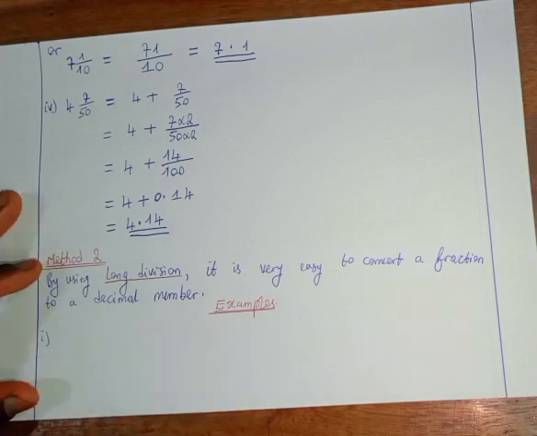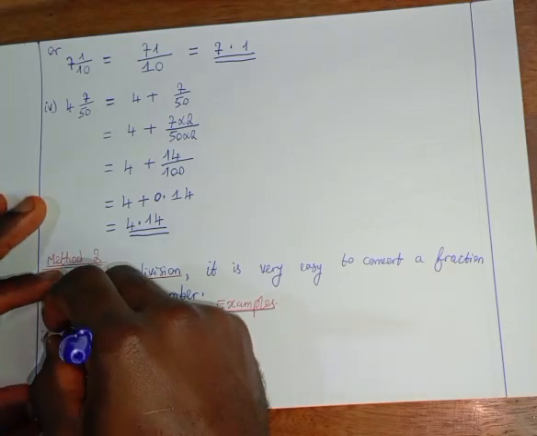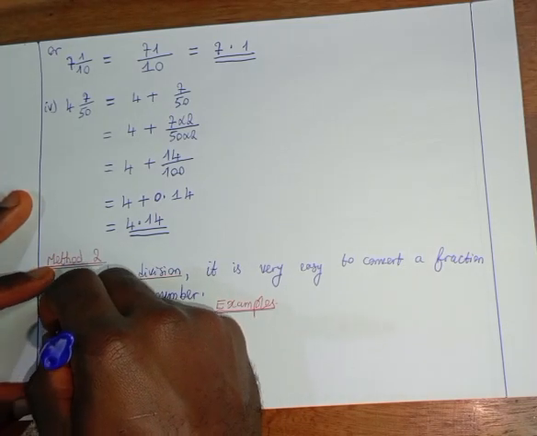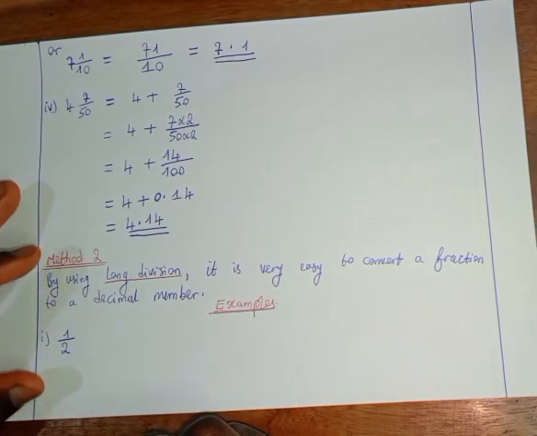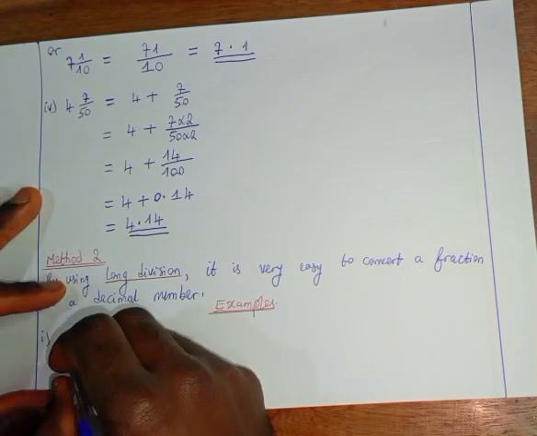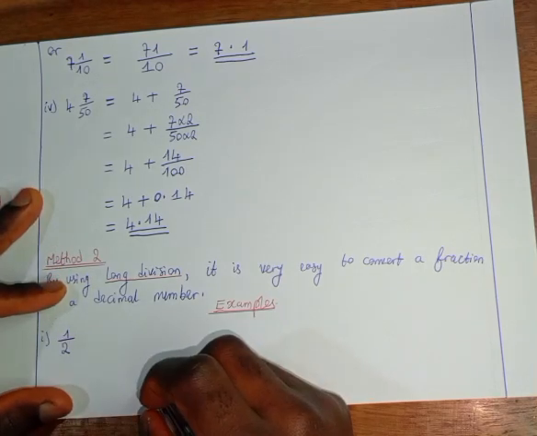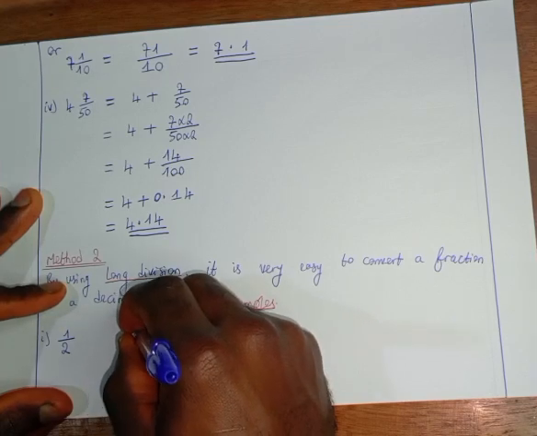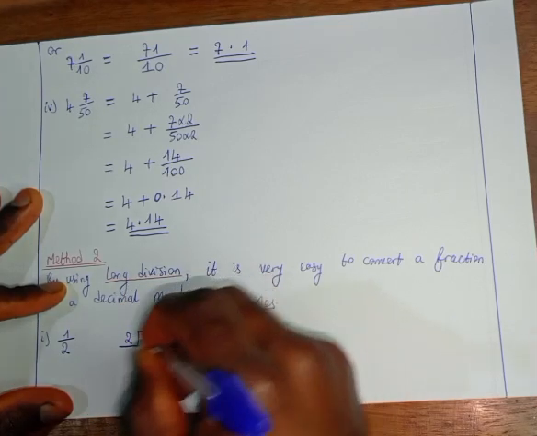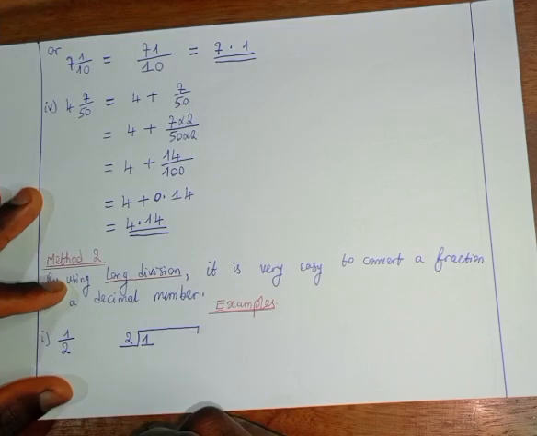For 1i, we have to convert 1/2 to a decimal number. By making use of long division, we send out the denominator 2, so 2 goes out with our long division sign, and 1 comes in.